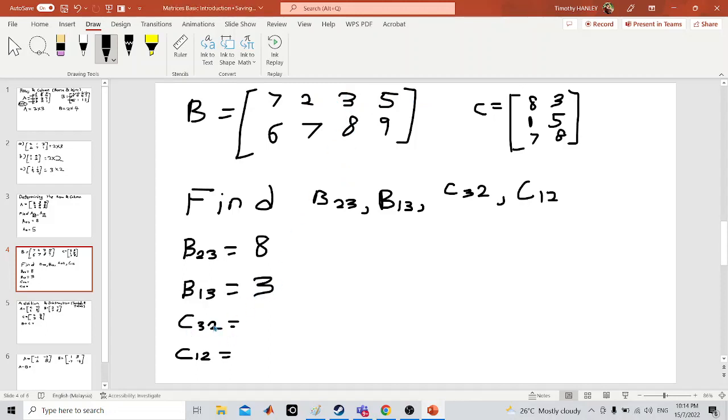How about question number 3? It's the matrix C, and it's the third row and the second column. Third row and second column. So we can see that it touched number 8. So the answer is 8. And the last question is C12. It's the first row and the second column. So it's 3. And that's the answer.